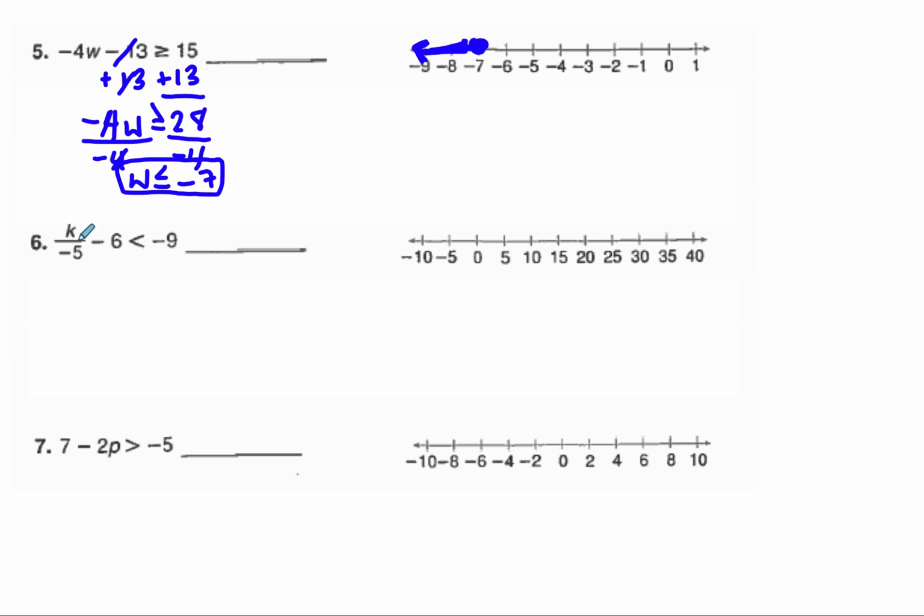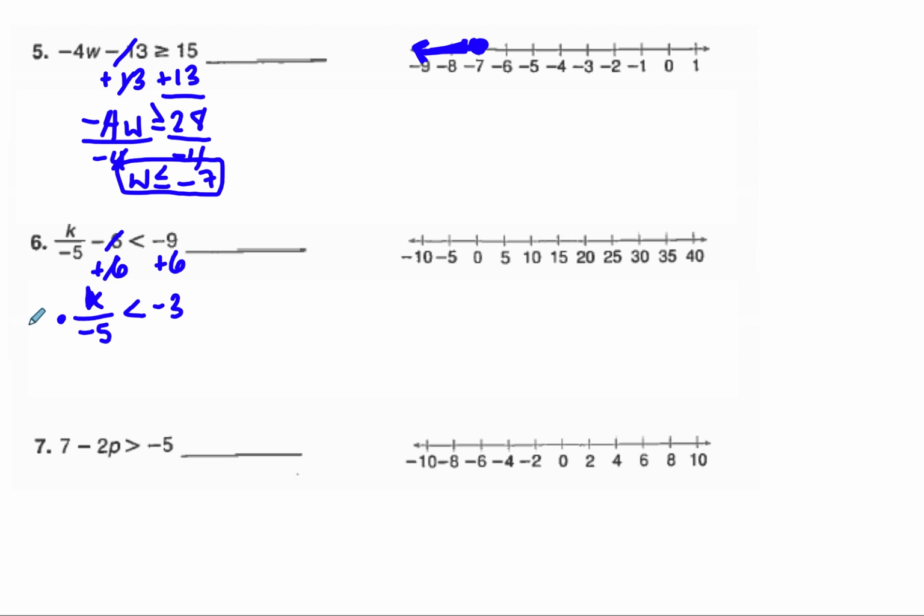All right, number 6, k divided by -5 minus 6 is less than -9. All right, we're going to start by adding 6 to get rid of the -6. I have k divided by -5 is less than, over here I have different signs, I'm going to find the difference. -9 plus 6 is -3.